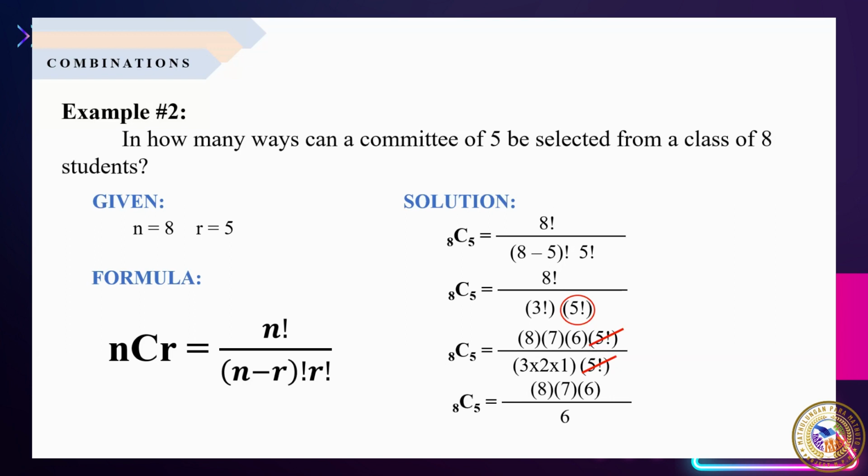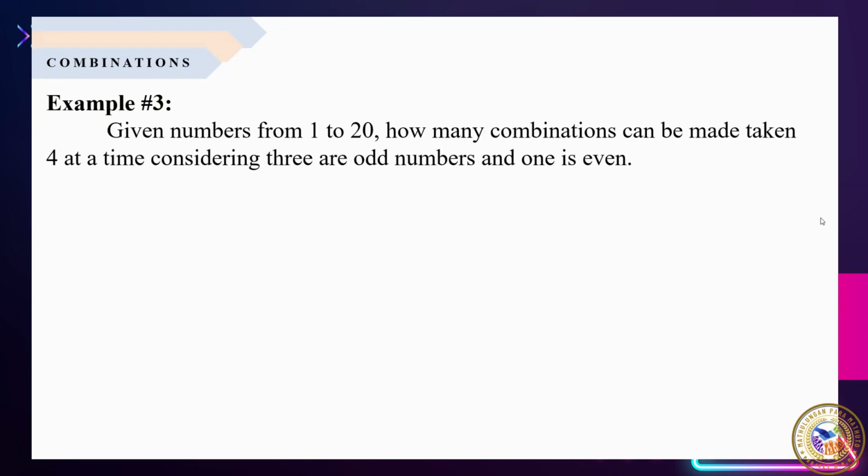So if we can see, meron pa tayong makakancel na numerator at denominator exactly, that is 6 and 6. So pwede natin sila makancel because 6 divided by 6 is 1. So therefore, ang naiwan na lang ay 8 times 7, which is 56 ways. Therefore, there are 56 ways a committee of 5 can be selected from a class of 8 students. Proceed tayo sa example number 3.